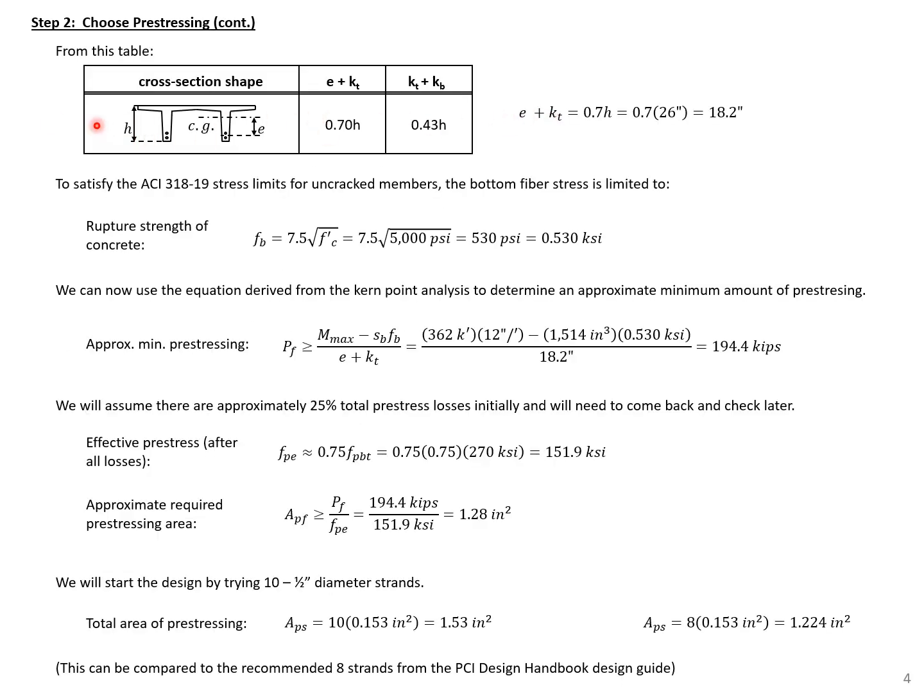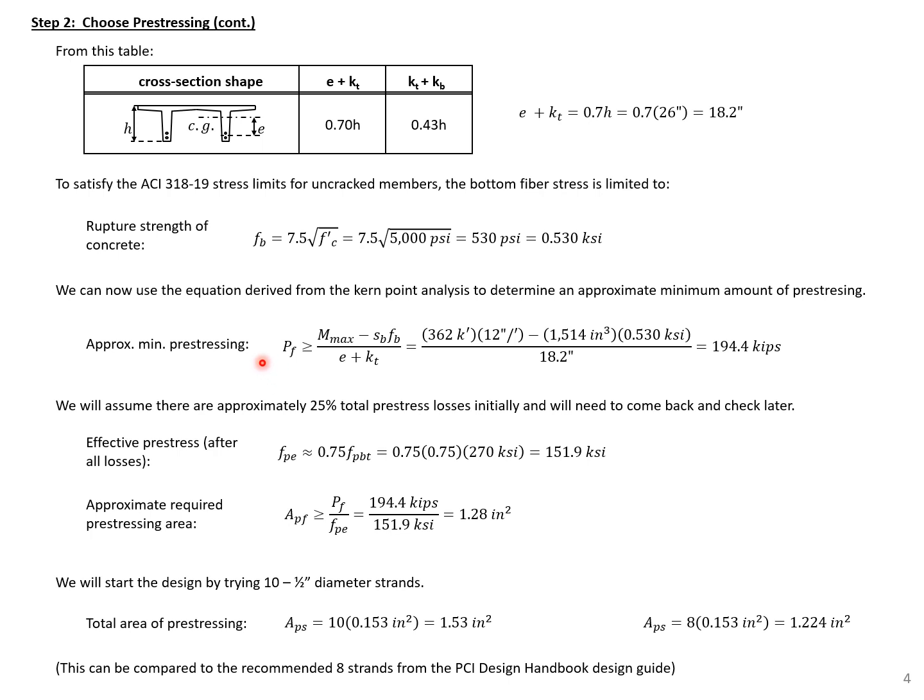So here, using the double T cross-section shape and the approximate e plus kt value of 0.7h, we can find an e plus kt of 18.2 inches. And we need to find our stress limit for the uncracked member at bottom fiber stress, which is just 7.5 times the square root of f'c, which gives us 0.53 ksi. And then we can plug these values into our approximate minimum pre-stressing equation. And again, this is from our kern point analysis.